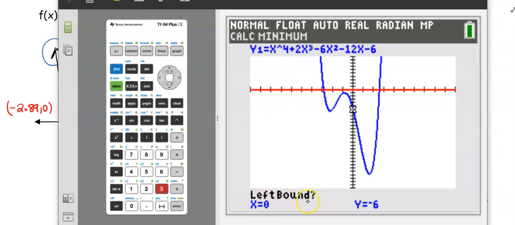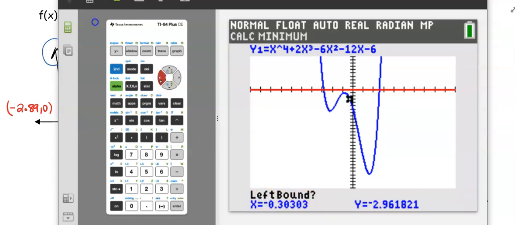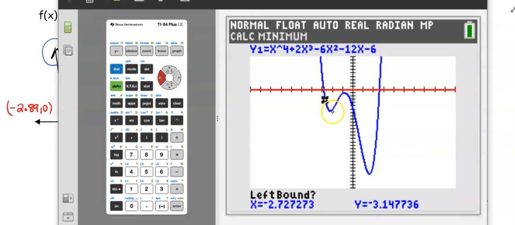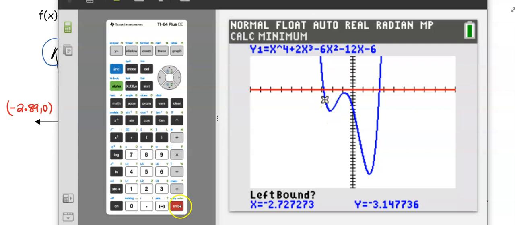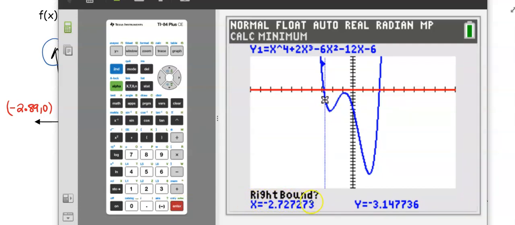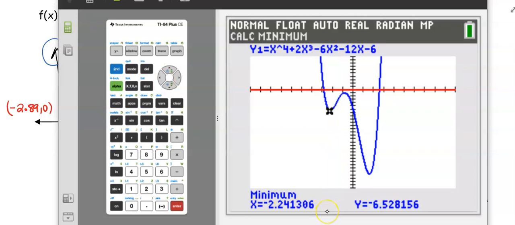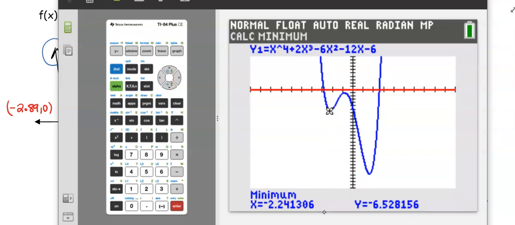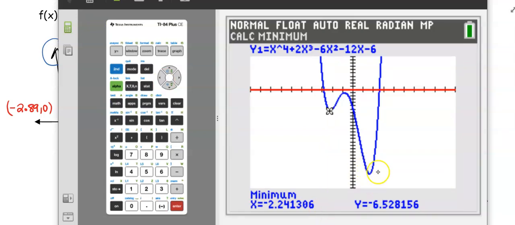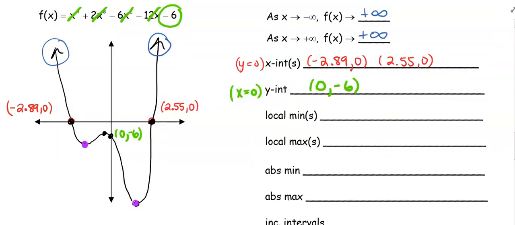We follow those rules, so it's saying left bound. It's saying go left of your minimum. So if I find the minimum on the left first, if this is my minimum, I want my cursor to be left of that value. I hit enter, then my question changes. Go right, I want to make sure that I cross it. Go back towards the middle, and we have our first minimum value. You're going to repeat that process for your second minimum down here.